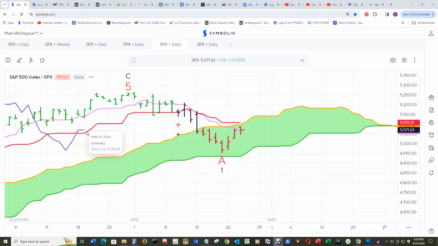So the baseline could be good support. You can see it takes a leg up 26 bars back here. So the lagging span could keep bouncing off of it, but that means price would have to keep going up.